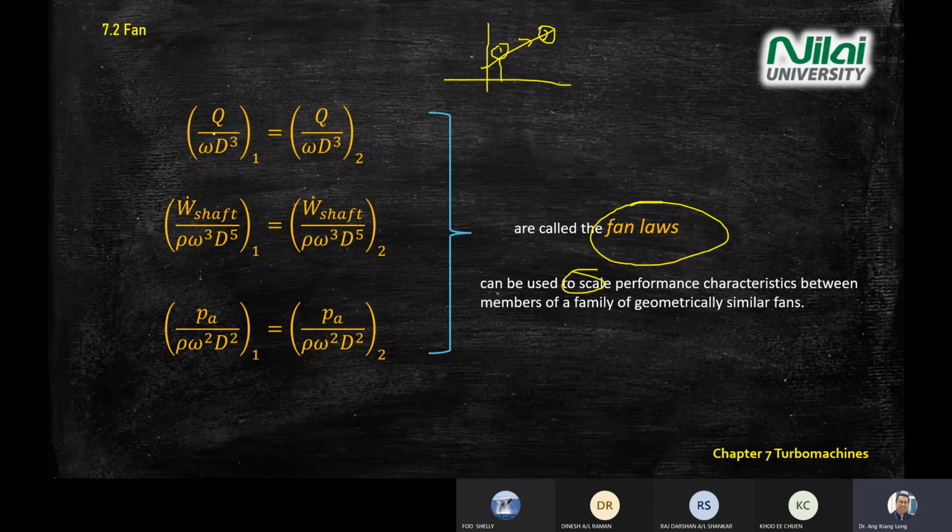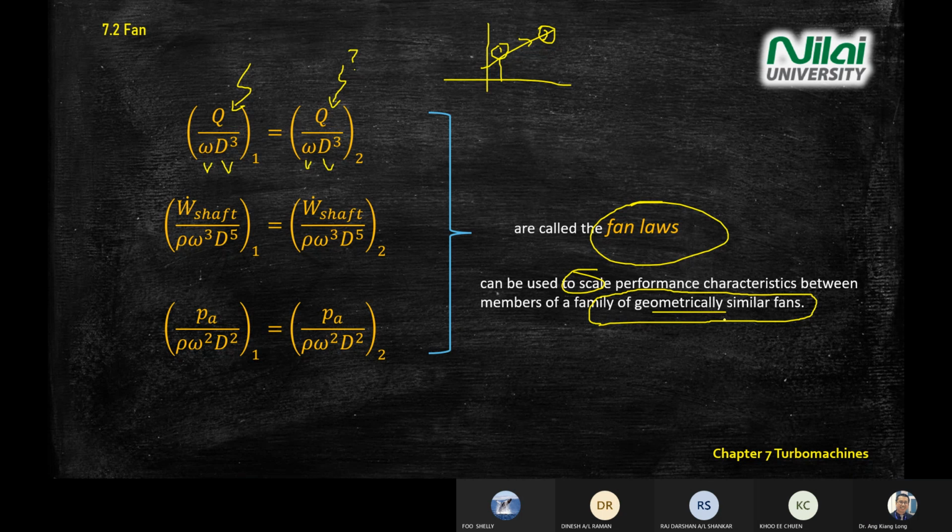Now, for example, how do you use this equation? Let's say you have the Q, you have the omega, you have the D, and you need to design a new system with the same fan. You need to find the Q. Let's say you don't know the Q. You have the omega, you have the D of system number 2. Then you use this scaling fan law. You can find the Q that you need. And the keyword for using fan law is they must be geometrically similar, meaning their design must be the same.